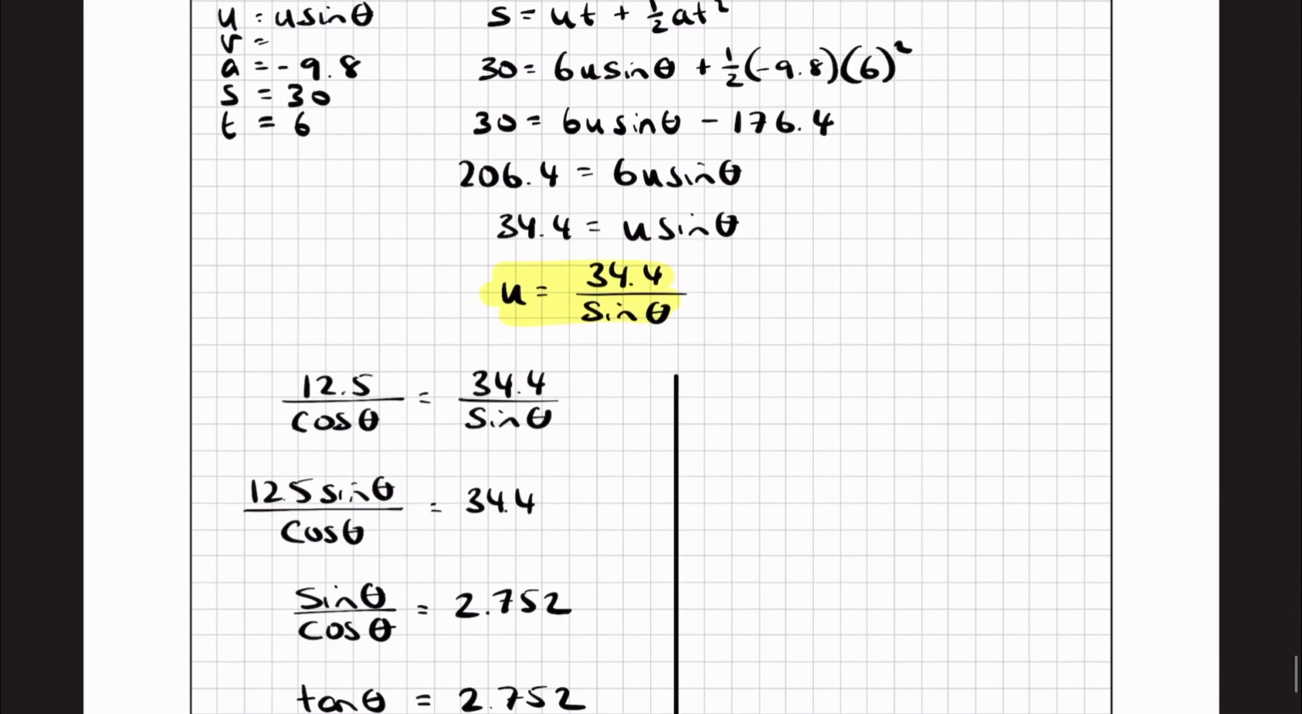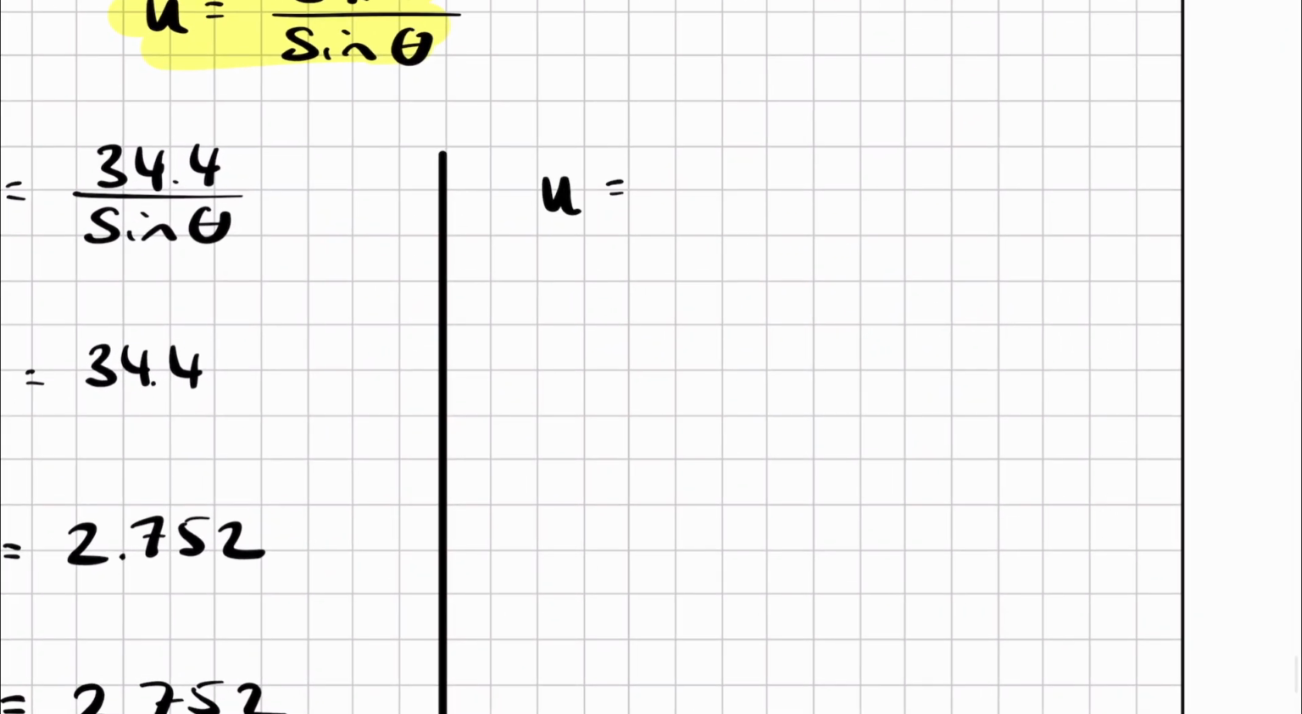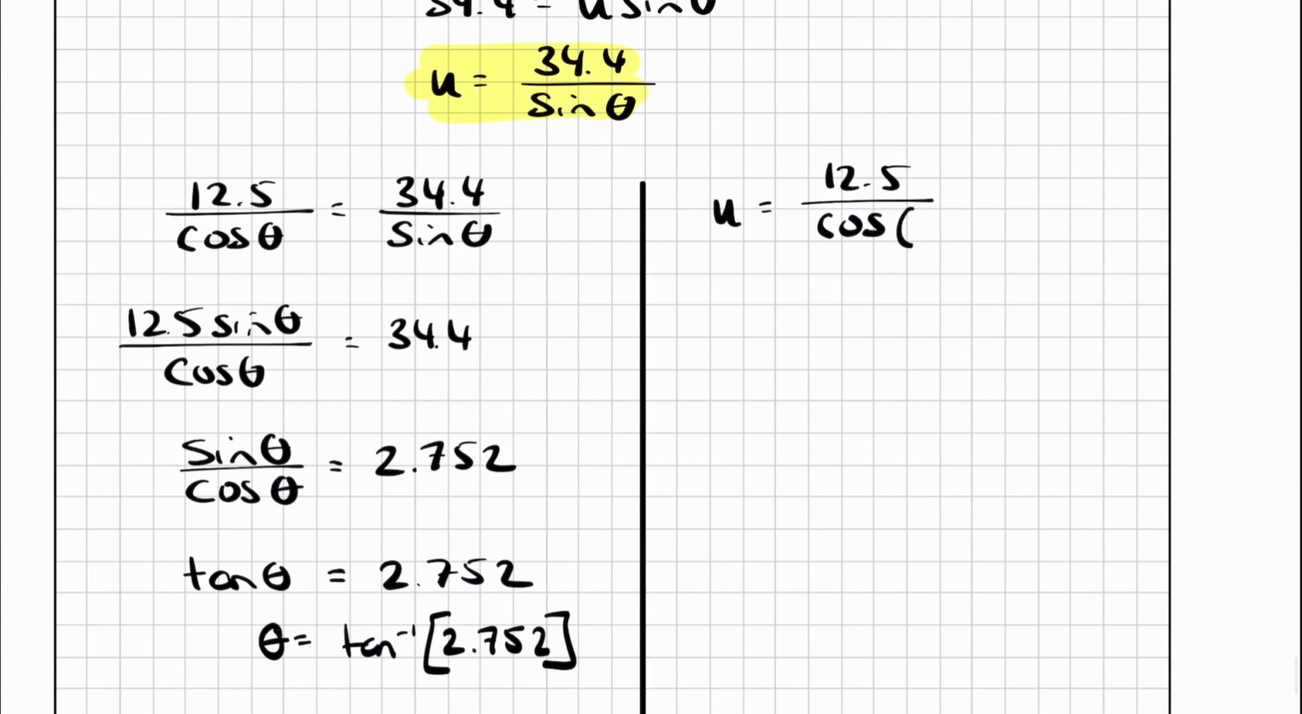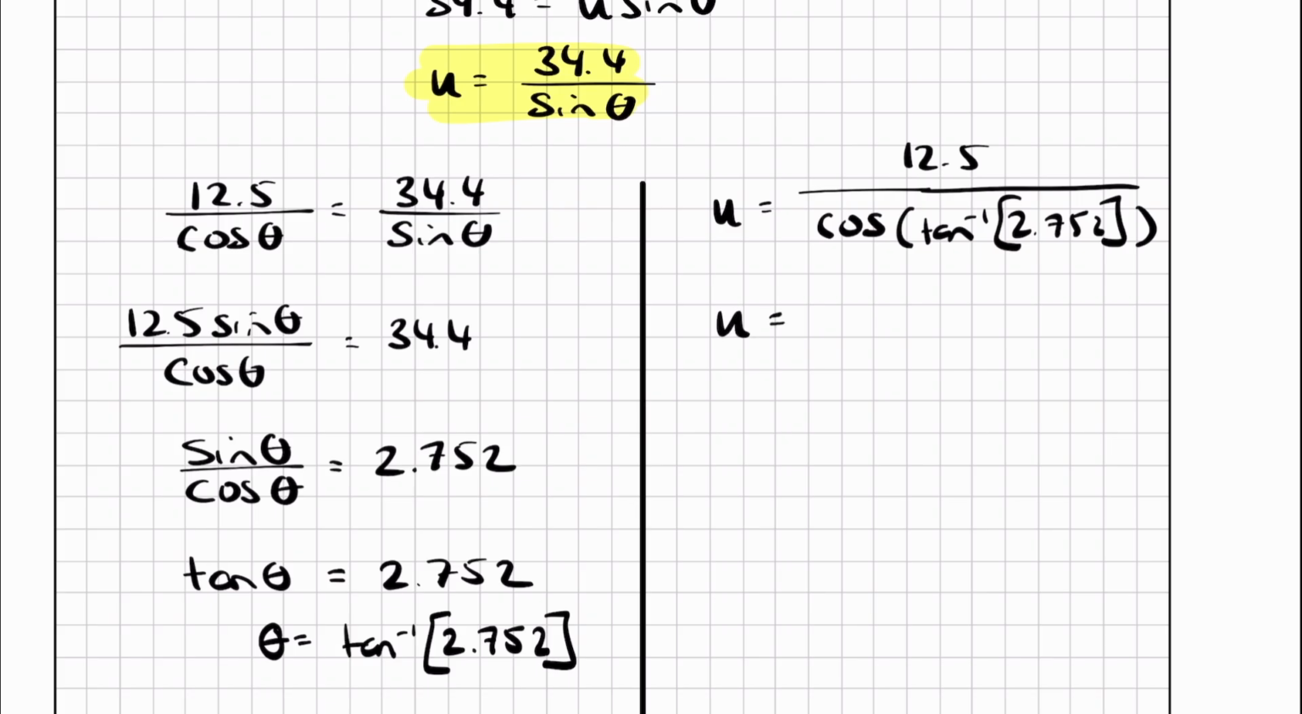If I go up here, u equals 12.5 over cos theta, because that's what they were asking for in the exam. I'm going to say, instead of cos theta here, I'm going to say cos of tan inverse of 2.752. And what you should find, if you use your calculator correctly, is that you'll be totally fine plugging that all in at once into your calculator. So I'm going to do that just now, get an answer for you. Also, I'd recommend in a question like this, especially when you get down to the end, you can actually check your answer is correct, which is quite nice.